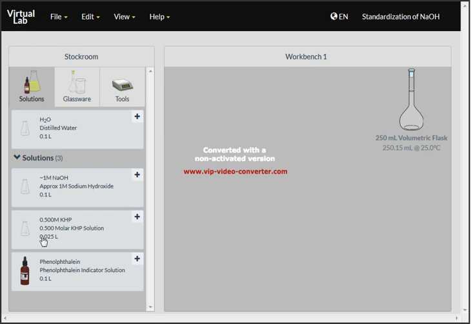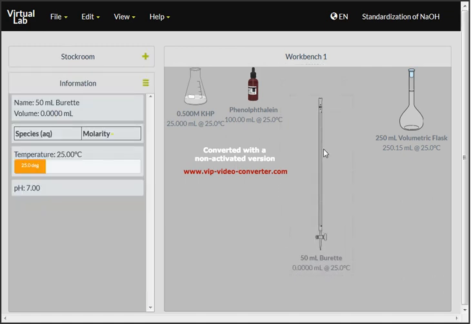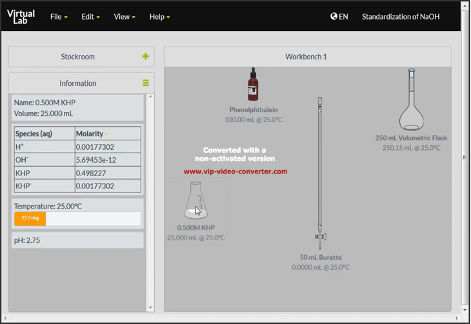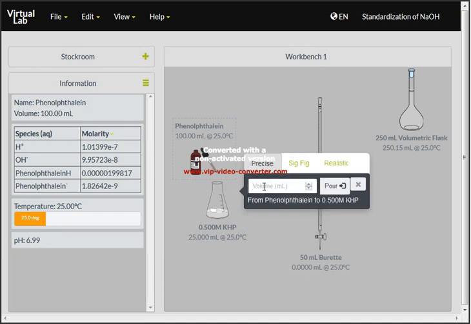You will need the 0.500 molar KHP solution, phenolphthalein, and a burette. First, you will need to add phenolphthalein indicator to your KHP solution. You can add approximately 1 milliliter.